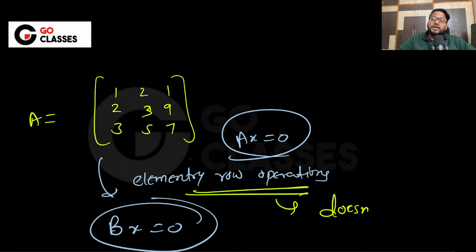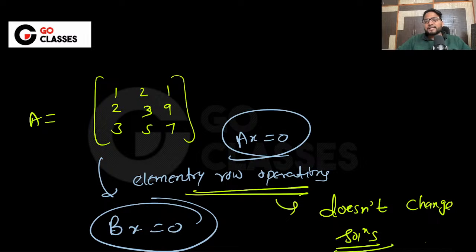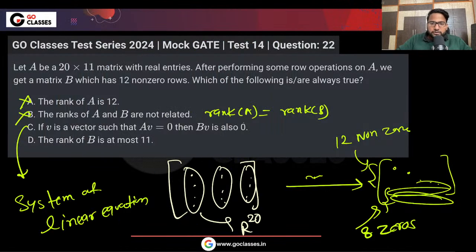That is basically called the null space, but that's not really required for GATE CSE. But it doesn't change solutions. Basically, you can say it doesn't change solutions. Is this understood to everyone, that it doesn't change solutions? Okay, great. So that's also true.